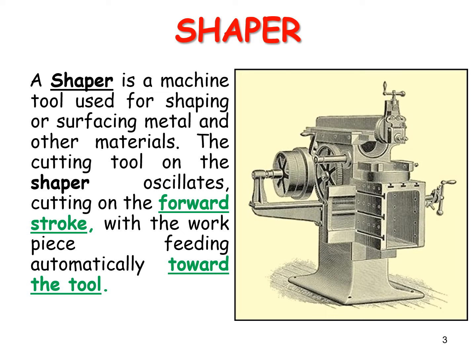Shaper. A shaper is a machine tool used for shaping or surfacing metal and other materials. The cutting tool on the shaper oscillates, cutting on the forward stroke, with the workpiece feeding automatically towards the tool.